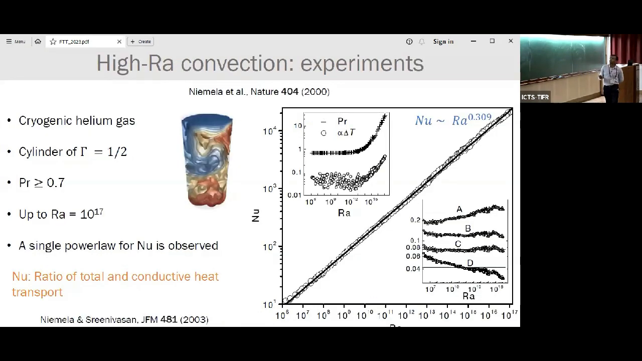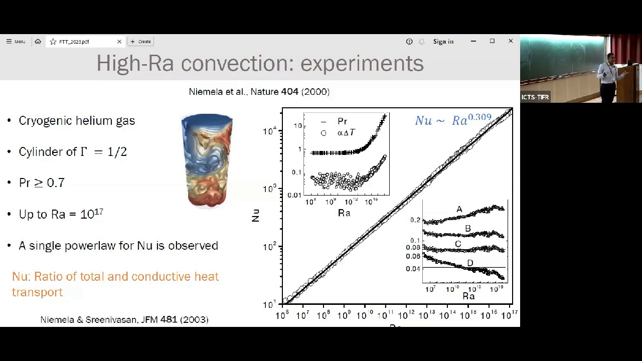So we want to go to higher and higher Rayleigh numbers. Here are some of the experiments. For instance, this is a famous experiment by Niemela, Sreenivasan, and other co-workers. They went up to a Rayleigh number of 10 to the 17 and observed a nice scaling law, with the Nusselt number scaling nearly as 1/3. They used a cylinder of aspect ratio half, and the Prandtl number was 0.7 or so. We can see that the Nusselt number tends to increase at the end.